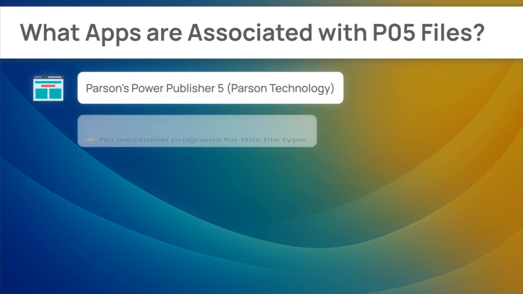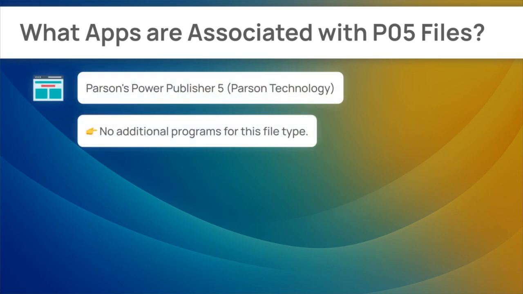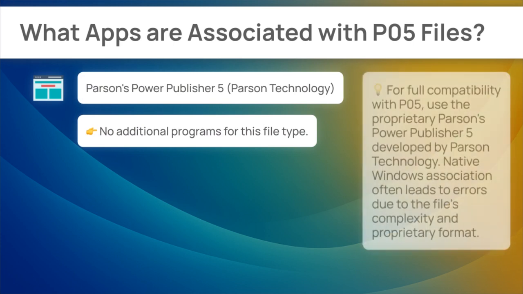Windows registers the P05 file as an opener for Parson's Power Publisher 5, developed by Parson Technology. Native Windows association often leads to errors due to the file's complexity and proprietary format. Windows cannot interpret or manipulate page geometry, so proper handling depends on layout tools.